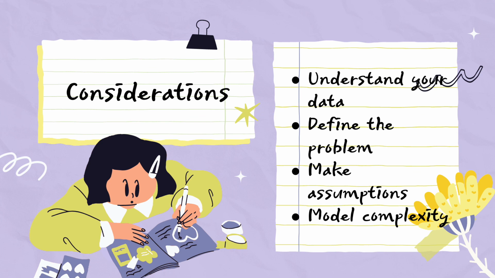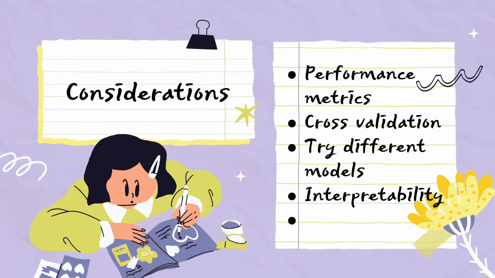Model complexity. Consider the complexity of the model you need. Simpler models are easier to interpret but may not capture complex relationships, while more complex models may be prone to overfitting. Performance metrics. Decide on the evaluation metrics that are most appropriate for your problem. For example, mean squared error, R-squared, accuracy, etc. Cross-validation. Utilize techniques like k-fold cross-validation to estimate the performance of your model and prevent overfitting.